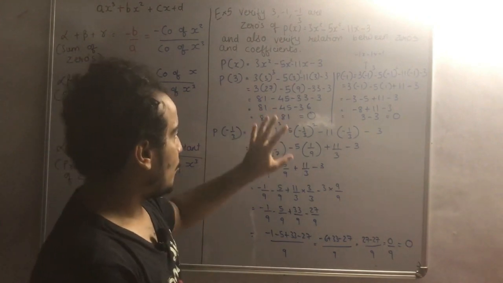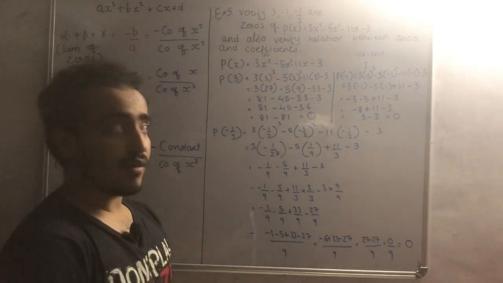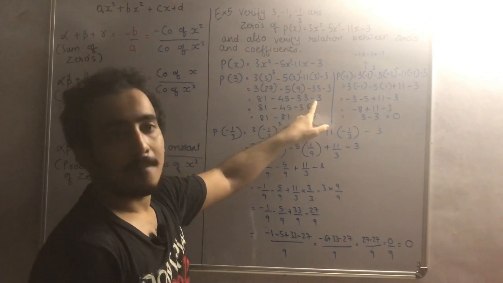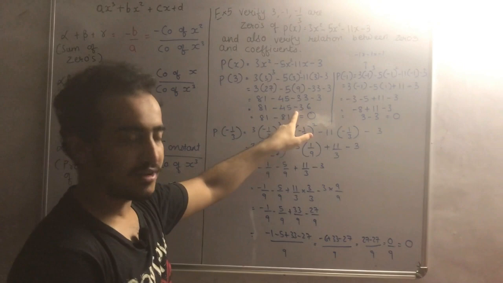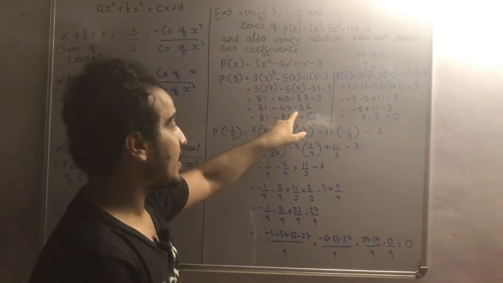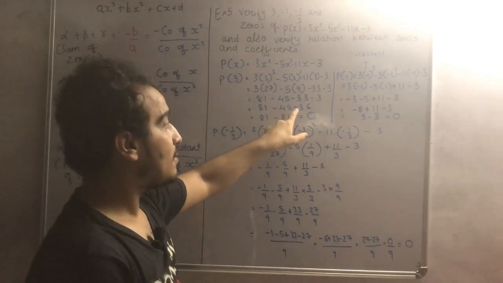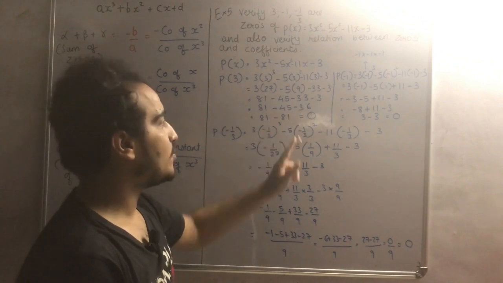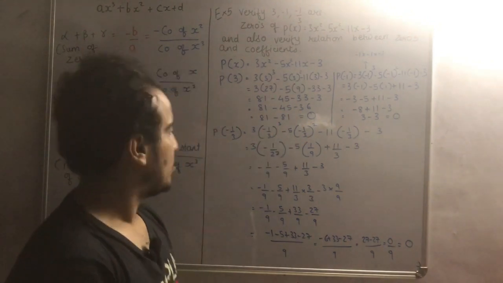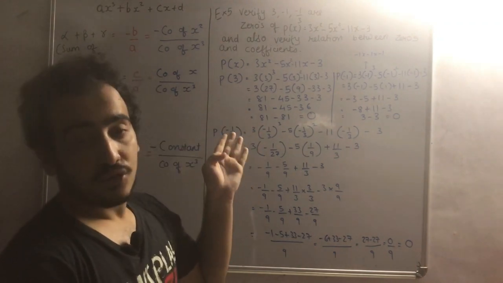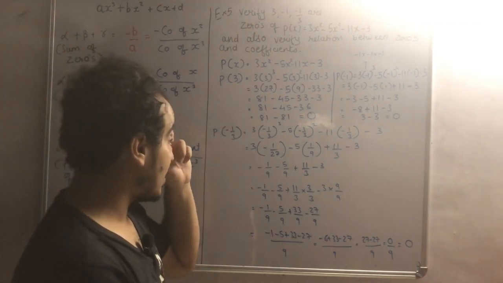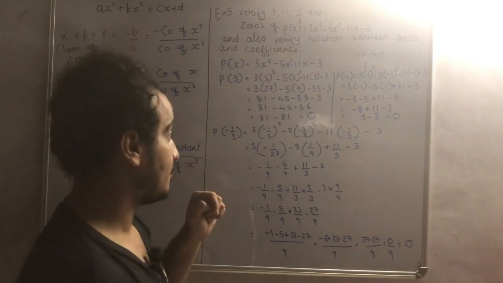Now I will solve one by one. Minus minus plus. 33 plus 3 is 36, with the sign of the greater number. Minus minus plus. 45 plus 36 is 81. 81 minus 81 is 0. So the answer comes 0. So we can see that 3 is a zero of the polynomial 3x cube minus 5x square minus 11x minus 3.